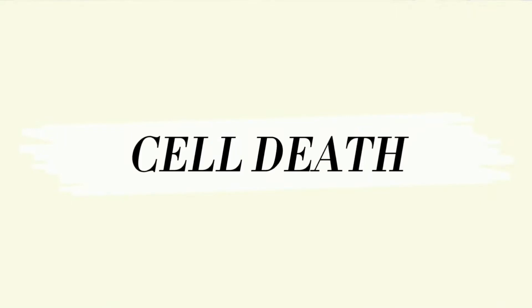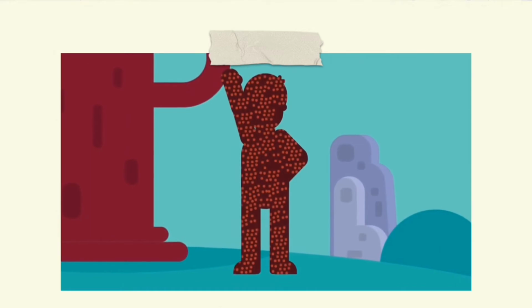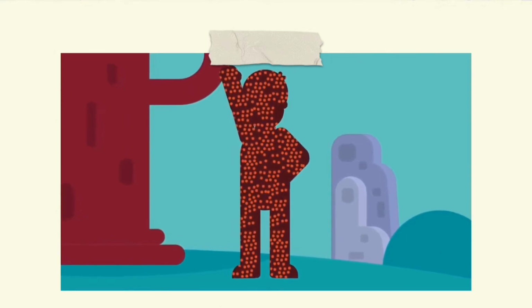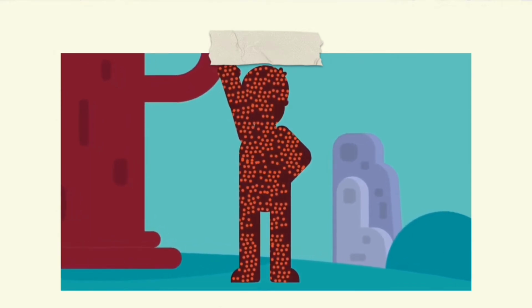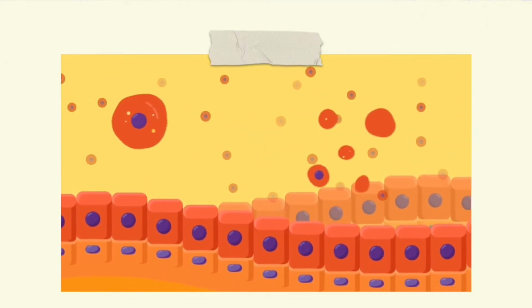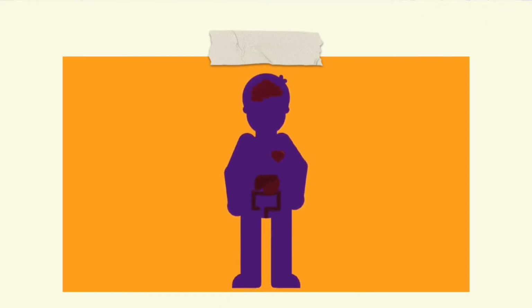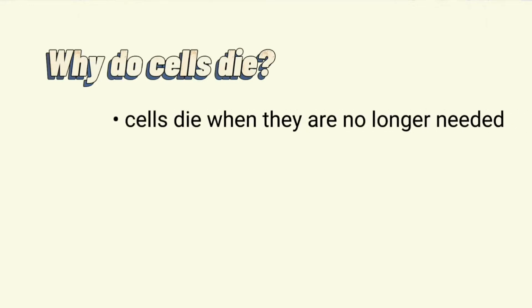Cell death. All cells undergo growth and death. Cellular death is essential for an organism to grow and survive. If cells do not die, or if cells die when they should not, it can lead to or worsen many diseases. Cells die in situations including, first, when they are no longer needed, such as during certain stages of development.